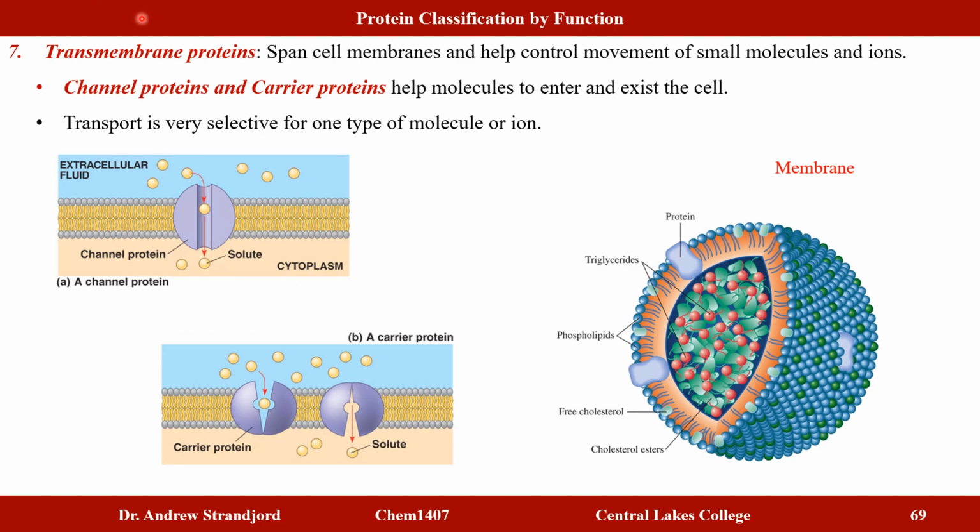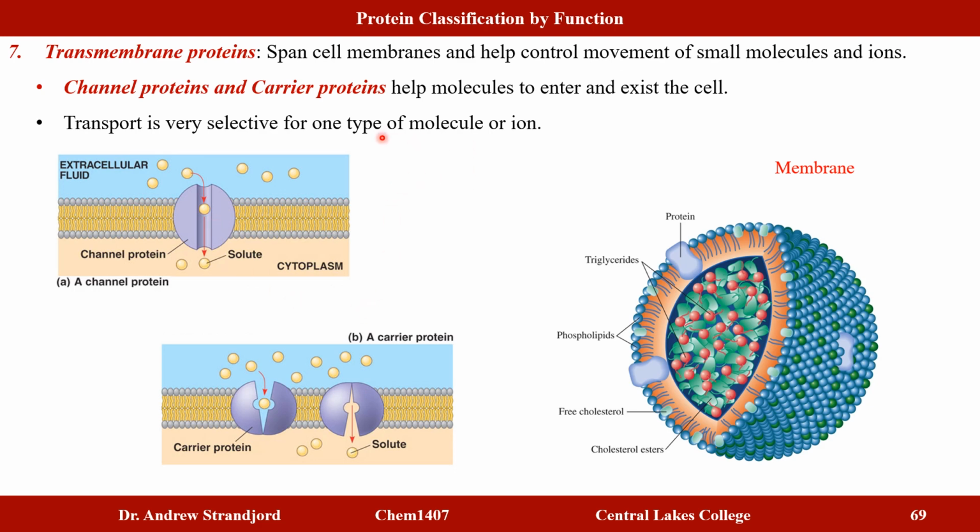A seventh class of proteins based on their function are the transmembrane proteins. These proteins span the cell membranes and help control movement of small molecules and ions into the cell and out of the cell. They come in two different varieties. One are channel proteins that just have a channel through them, so it's a three-dimensional shape. It lets through anything that's the right size. So here is our bilipid layer cell membrane. Here is the protein that spans that membrane.